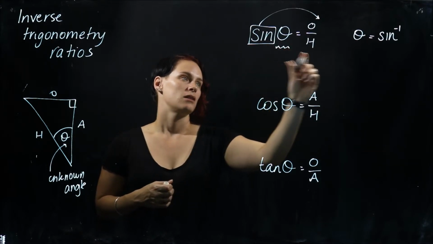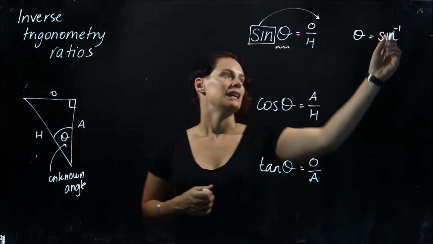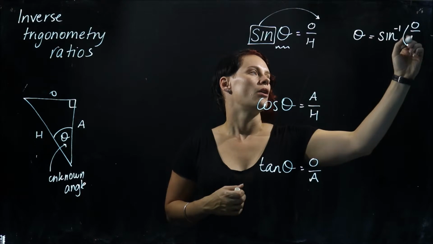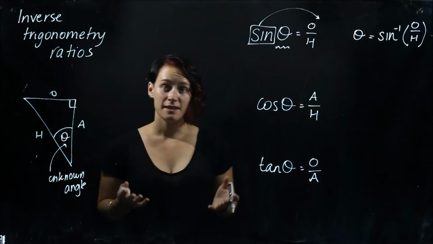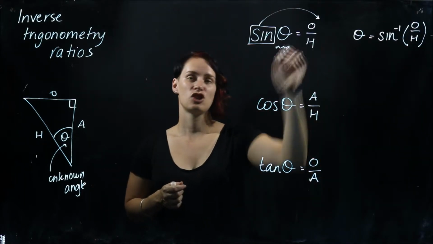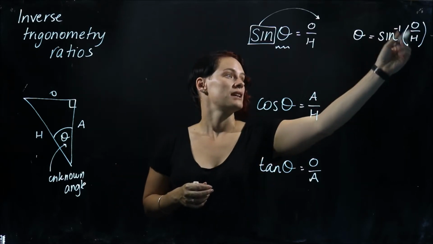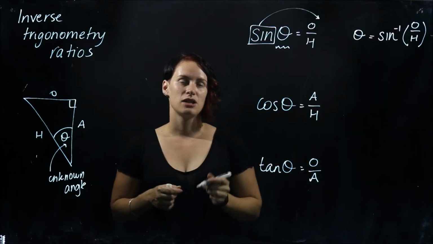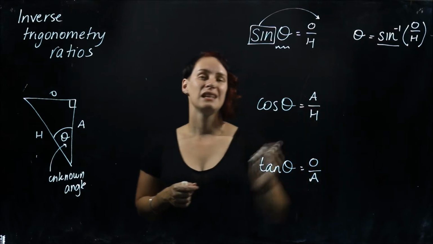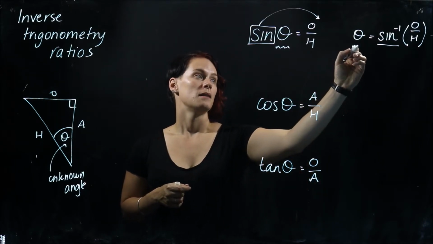So to find the angle, we would say theta equals inverse sine of O over H. Same rule, right? This stuff doesn't change. You'd still need to put the ratios or the side lengths in there to get that ratio, but instead you'd be finding the inverse sine, which will give you the missing angle.